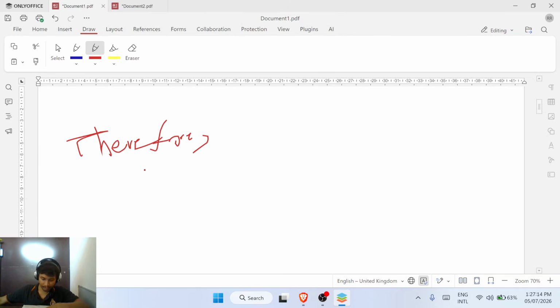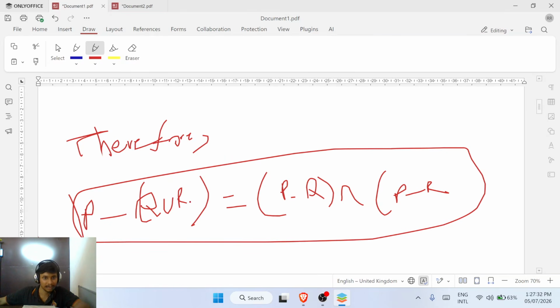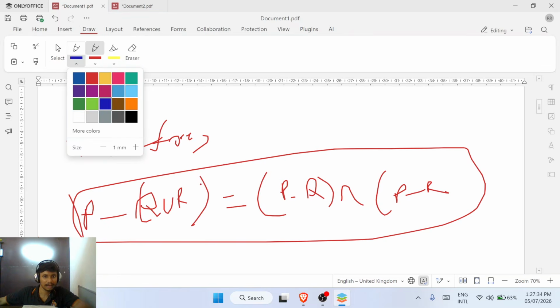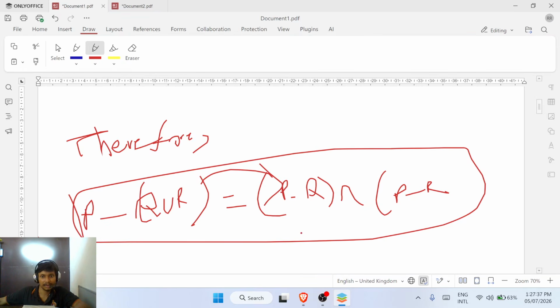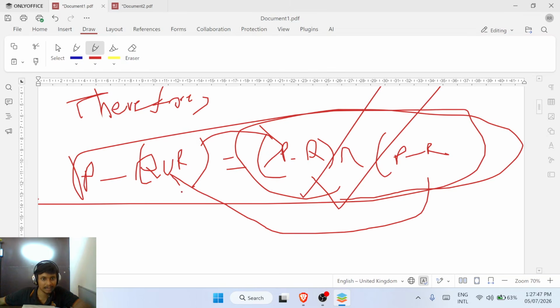Therefore, according to our proof, P minus Q union R is equal to P minus Q intersect P minus R. In this video we have proved that P minus Q union R is equal to P minus Q intersect P minus R. In the next video we will take this part, P minus Q intersect P minus R, and prove that it is equal to P minus Q union R. Okay, next video, let's meet.